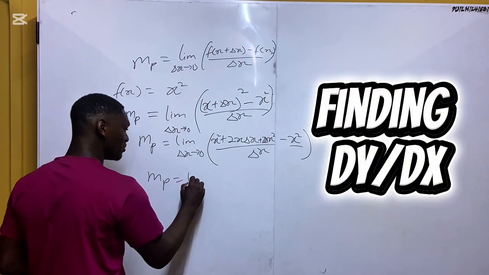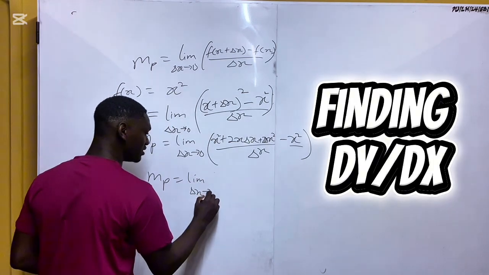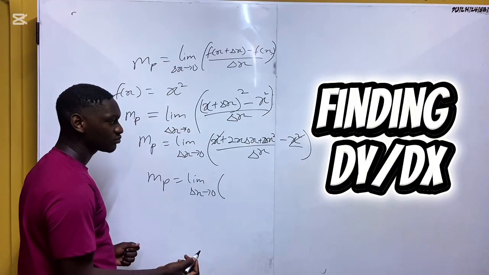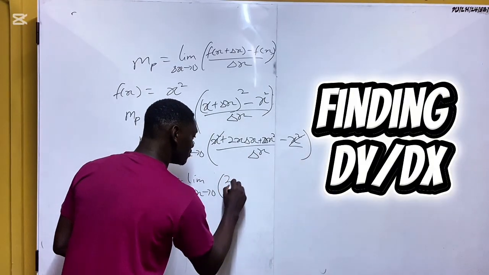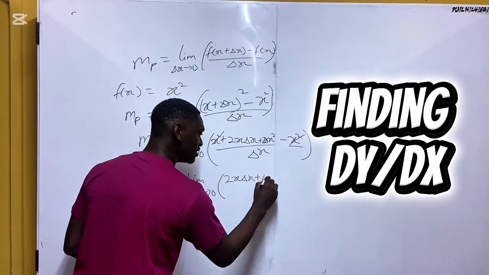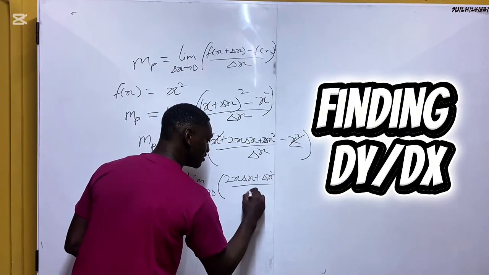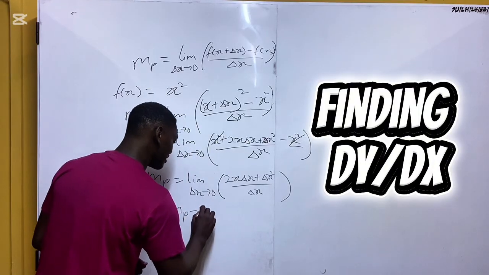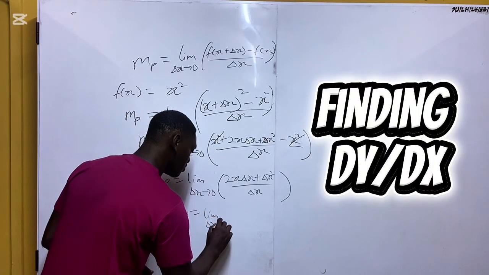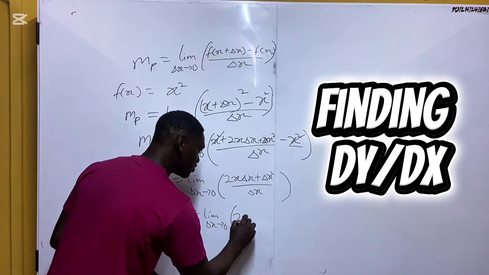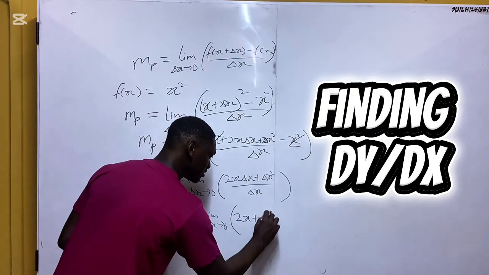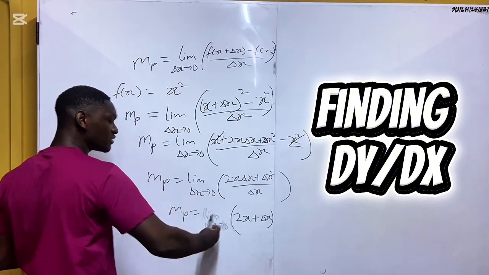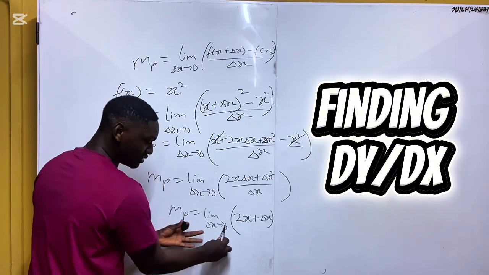The gradient function is the limit as change in x approaches 0 of this. See that this can take care of this. Now we're going to have 2x change in x plus change in x squared divided by change in x. So we are going to get the gradient function as the limit as change in x approaches 0 of 2x plus change in x. This takes care of this and one of these.